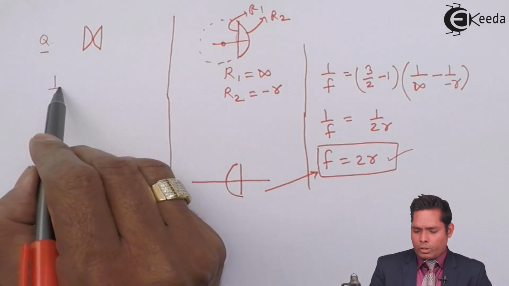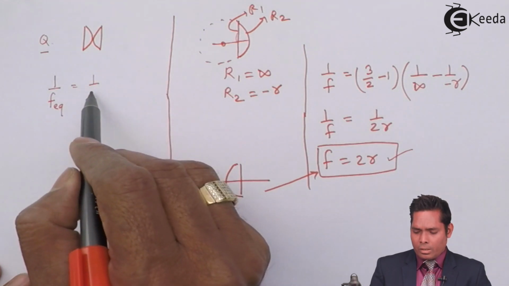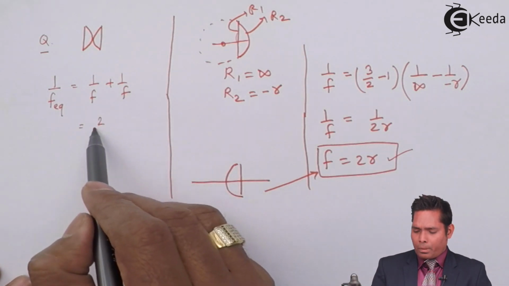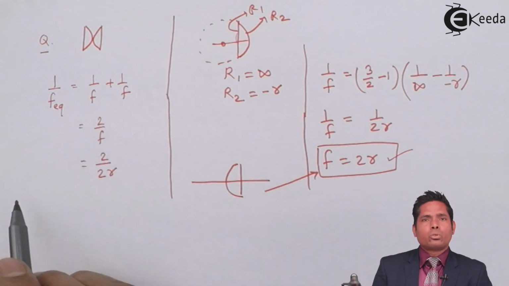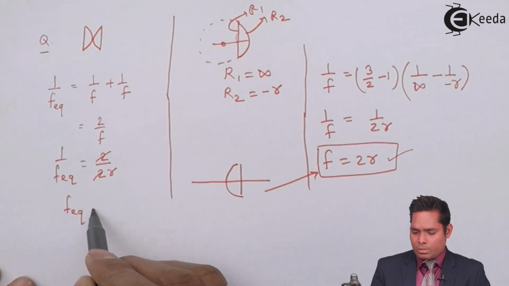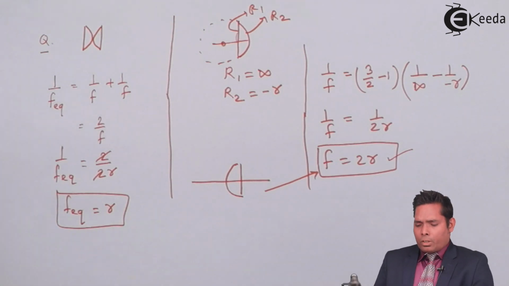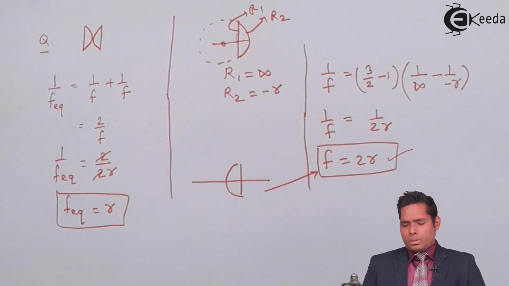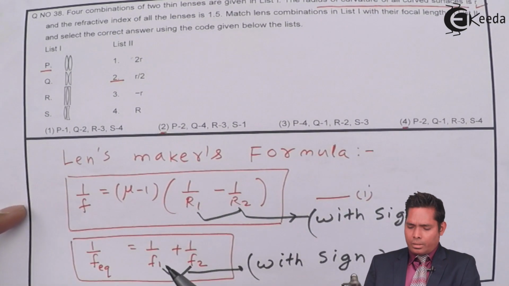Now I have the focal lengths, and our aim is to find the equivalent focal length, which equals 1 upon f1 plus 1 upon f2. But F in this case is 2R, so it is 2 upon F, and F is 2R. I substitute here, the 2s cancel, and F equivalent comes out to be R. If F equivalent comes out to be R, then I will see the option in this combination where R is the answer.